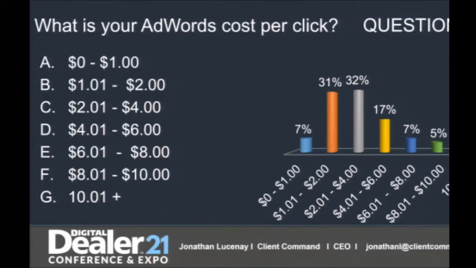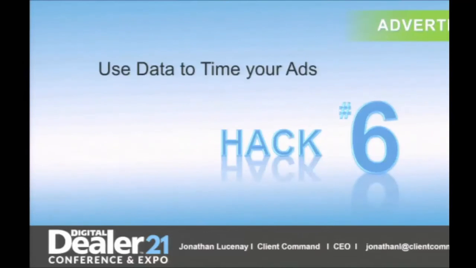It's market driven. Large market for a very specific word like Ford F-150 for sale. The large market cost is going to be $8 to $12 to bid and win that auction for that customer. But in a smaller market, that same word is going to cost you $4 to $7. Use data to time your ads.